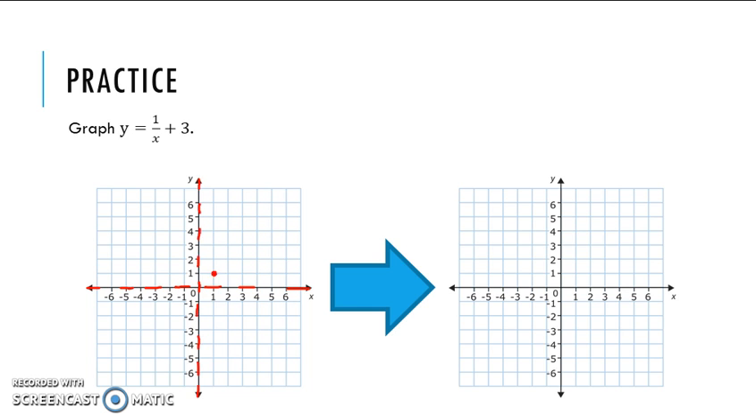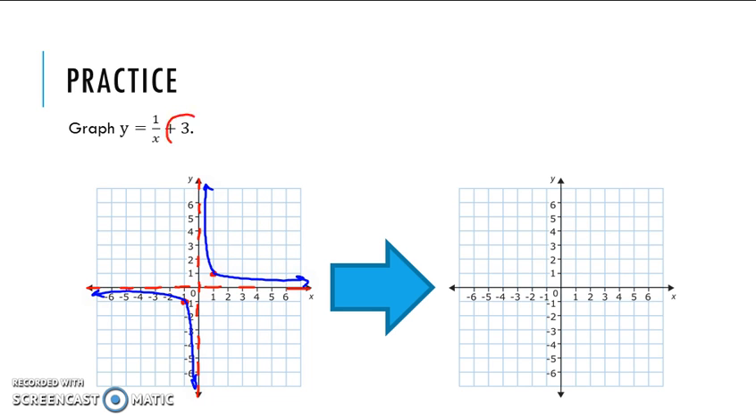I'm going to have my 2 points, (1, 1) and (-1, -1). And then I'm going to have my 2 swoops. Make sure that your swoops do not cross the asymptotes. Okay, so we've got our parent function down.